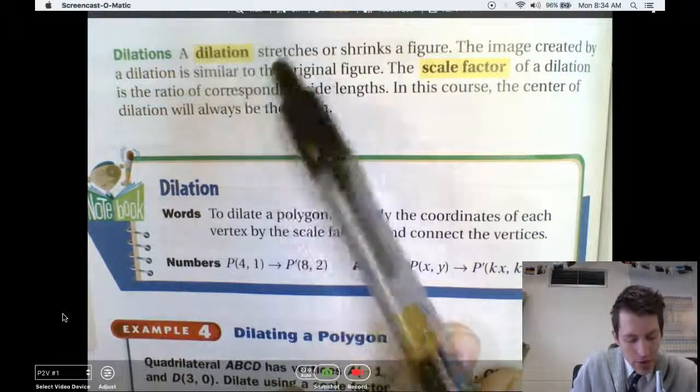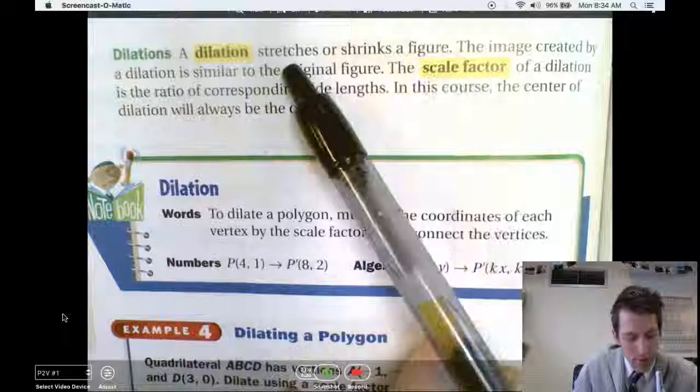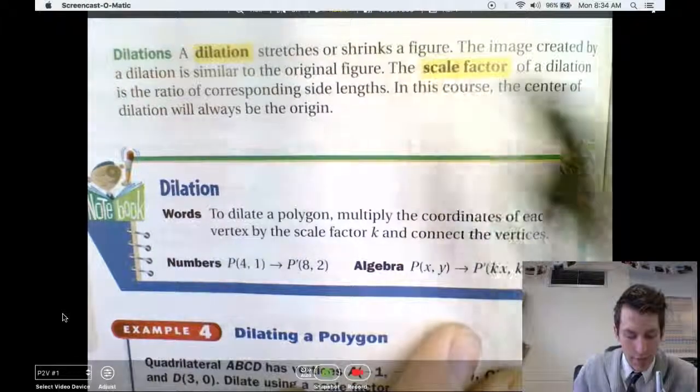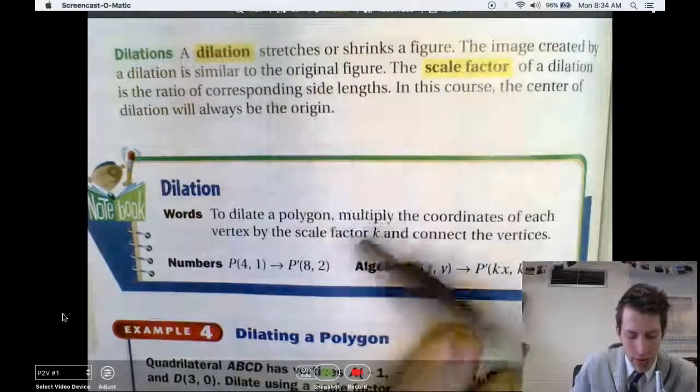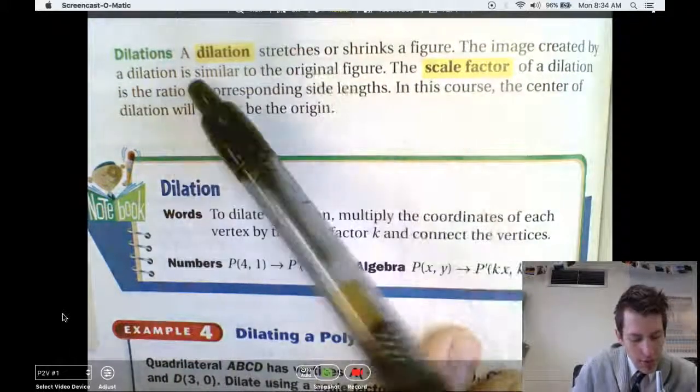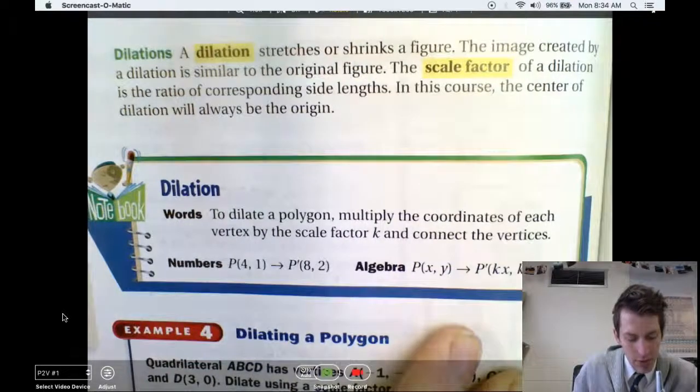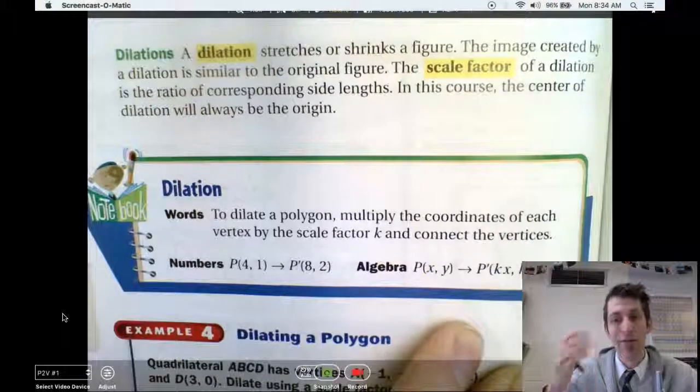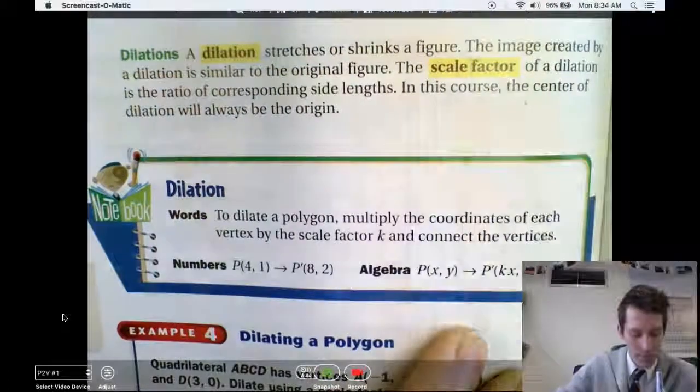A dilation stretches or shrinks a figure, meaning expands or shrinks a figure. Okay, a dilation goes either way. The image created by a dilation is similar to the original figure. Okay, so remember that word? You have the original, and then you have the image.